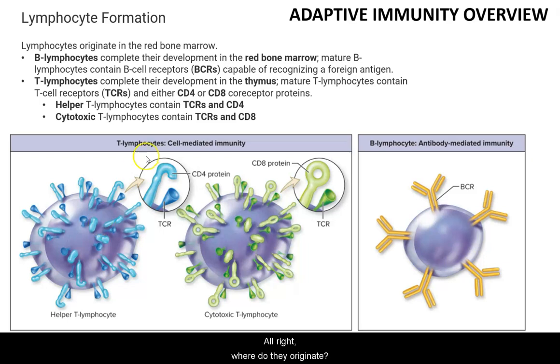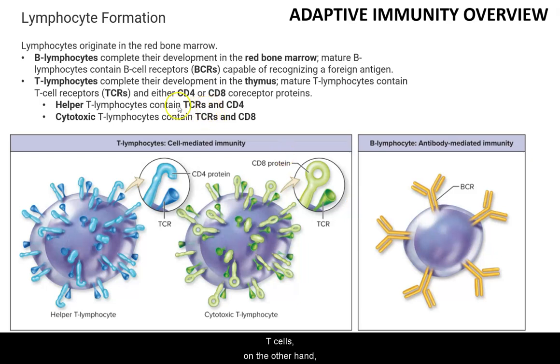All right, where do they originate? Well, B cells and T cells both originate in the red bone marrow. B cells complete their development in the bone marrow. T cells move out of the bone marrow and complete their development in the thymus. That's why they're called T cells, T for thymus. Now, a mature B cell has B cell receptors on its surface, you can see here, that are capable of recognizing antigens. All these B cell receptors are, and we'll talk about this in a little bit, antibodies bound to the cell membrane.